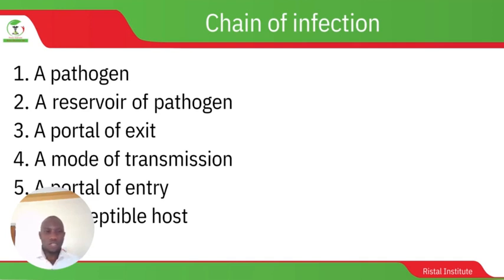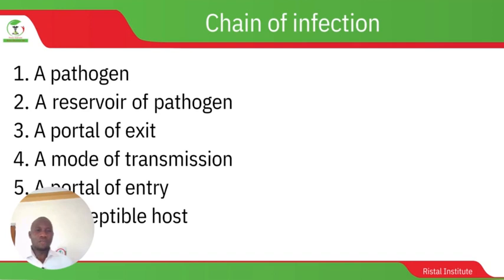The pathogen, which we have actually been referring to as the agent, that microorganism which transmits the condition, which causes damage in the susceptible host, and then the disease manifesting. And then the reservoir. The reservoir is the organism or an inanimate object that can harbor the pathogen. So the pathogen actually multiplies within the reservoir. So the reservoir can be a human, or it can be an animal, or it can actually be an object.